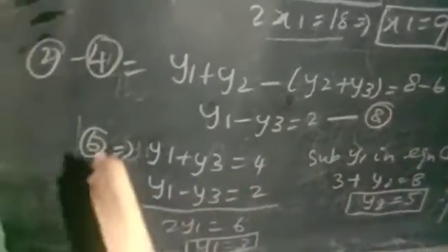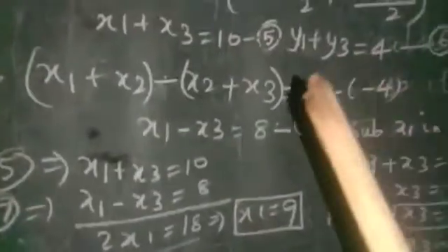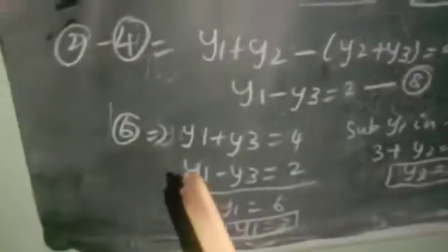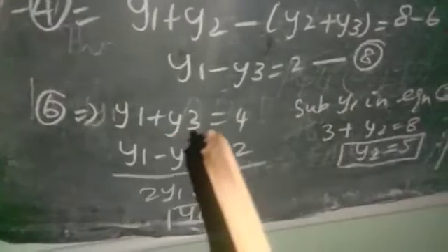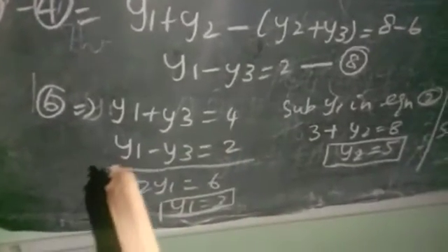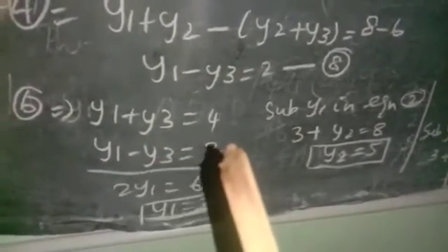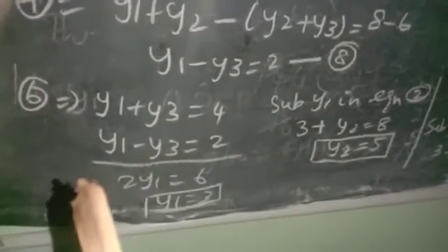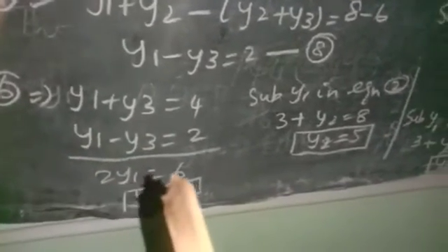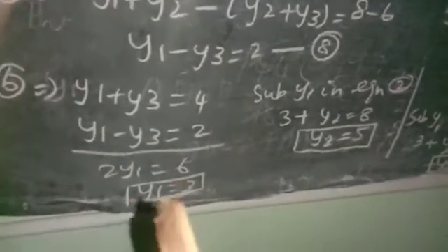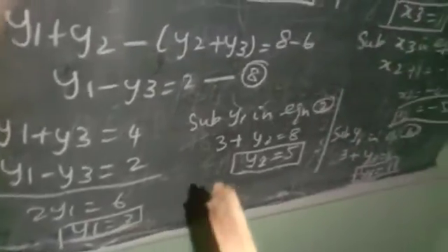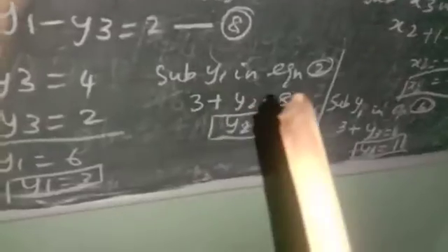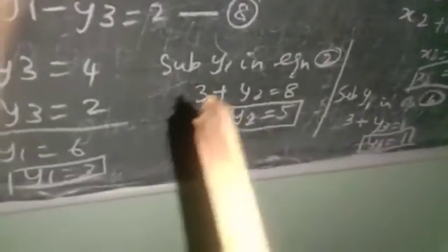Okay. Now we write the sixth equation. What? y1 plus y3 is equal to 4. Then the eighth equation y1 minus y3 is equal to 2. Now we add the two equations, then we write 2y1 is equal to 6. Therefore y1 value is 3. Now we substitute y1 is equal to 3 in equation 2. Then we write 3 plus y2 is equal to 8. Therefore the y2 value is 5.